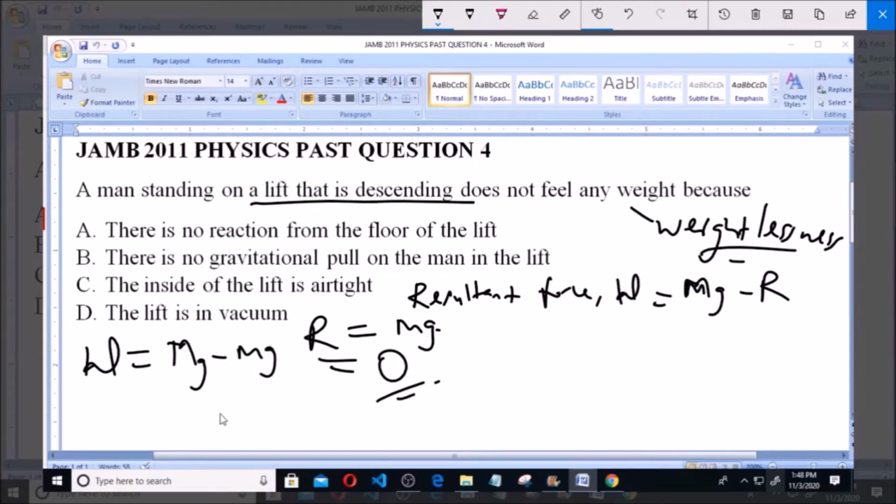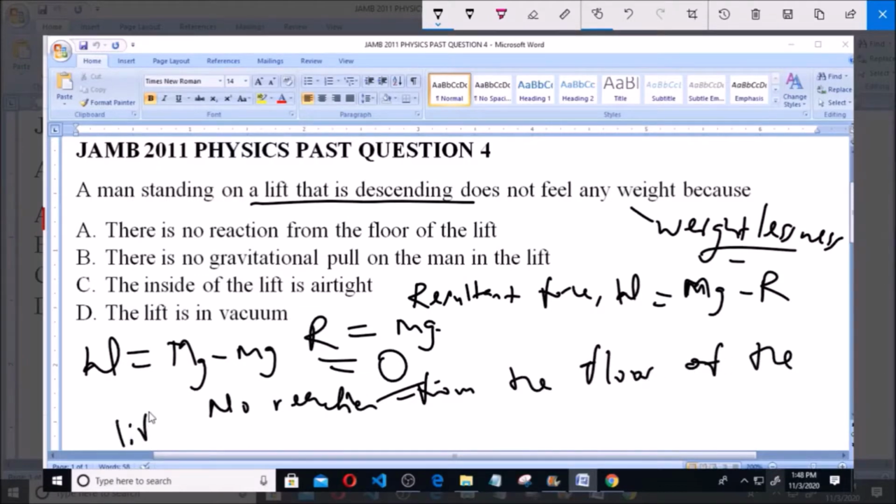So there is no normal reaction. There is no reaction from, in this case, the floor of the lift. There is no normal reaction or reaction from the floor of the lift, and for this reason the person within the lift will experience weightlessness. And option A says there is no reaction from the floor of the lift, so option A is the answer to our question.